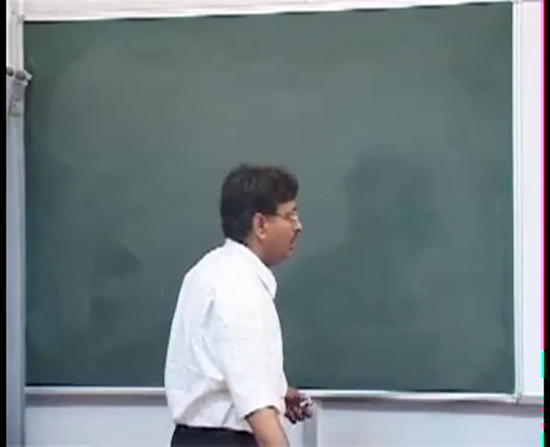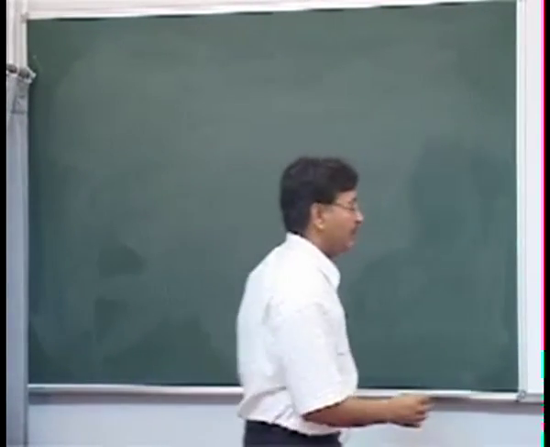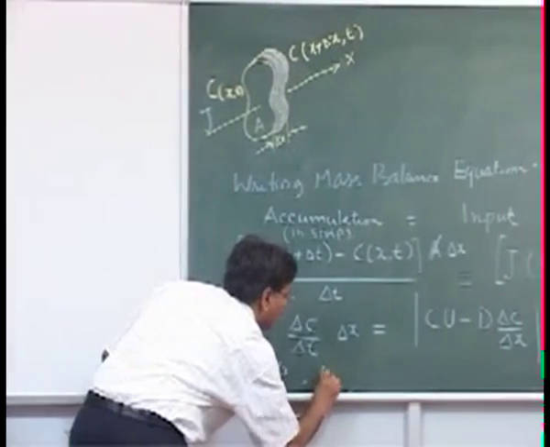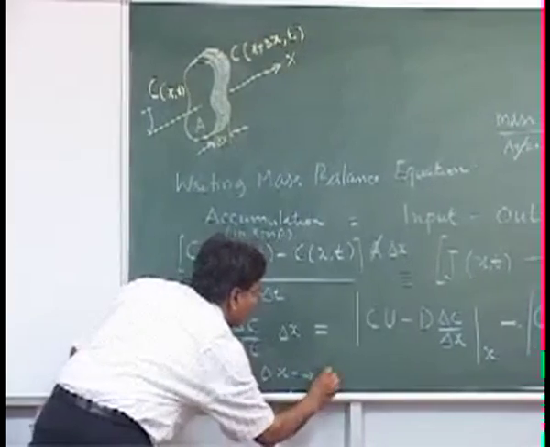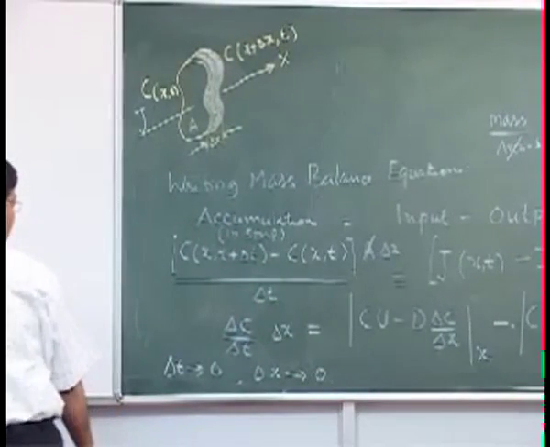And then suppose we take the limit: delta t tends to 0, delta x tends to 0. Let's see what we can write.